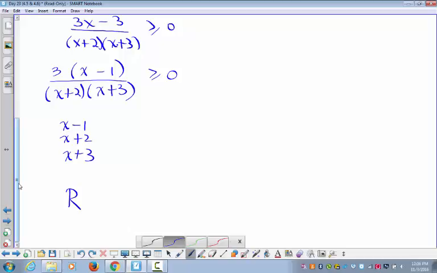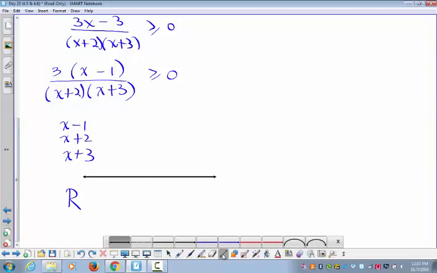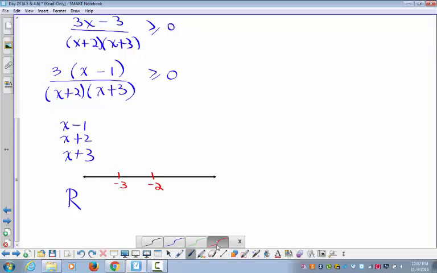So we stack them, we put our number line down, and we put our transition points, i.e. the zeros of the factors here. So we're going to have negative 3, negative 2, and positive 1. And they don't have to be correctly spaced. All you care about is the relationship between them. You don't have to have an evenly spaced number line there.